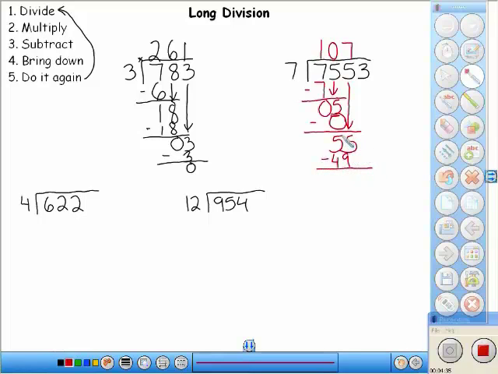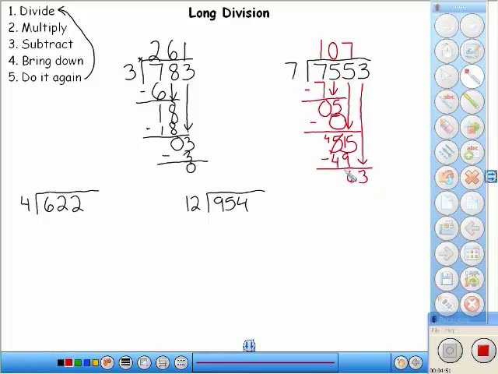And this will give us, well, we're going to have to borrow. That'll make it a 4. 15 minus 9 is 6. And 4 minus 4 is 0. So there's my 6. My next step is to bring down. I got one more step to bring down. So we're going to bring down the 3.